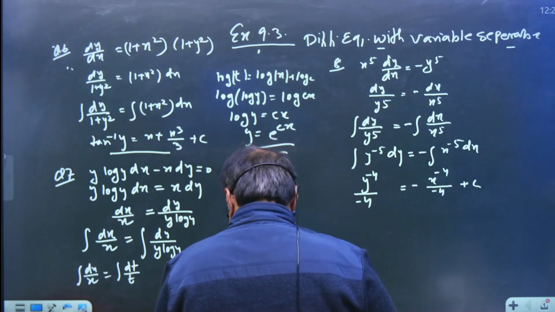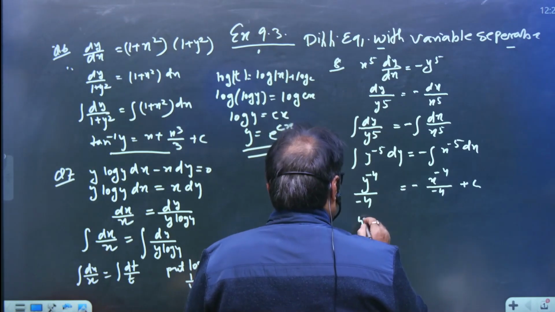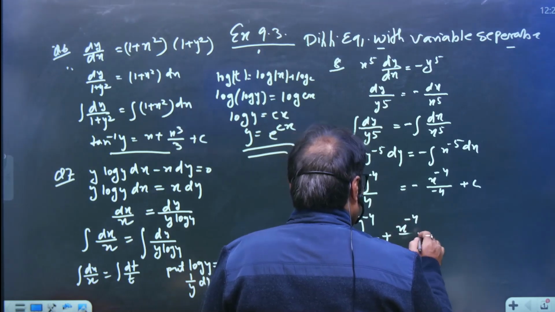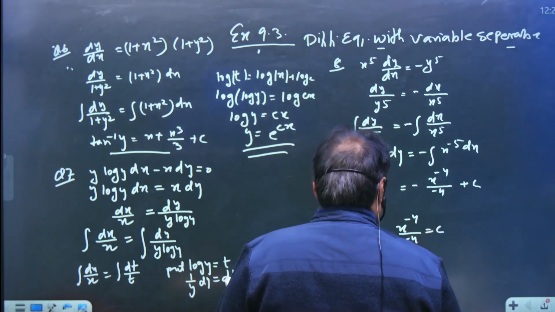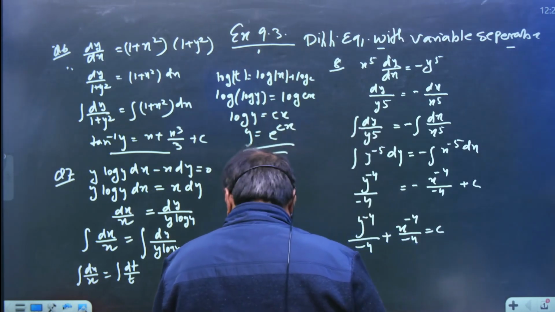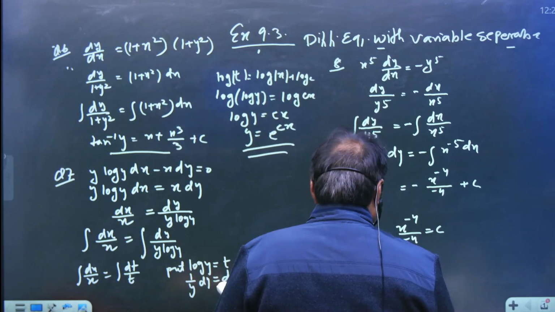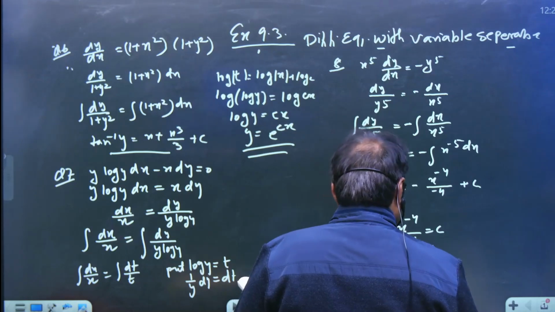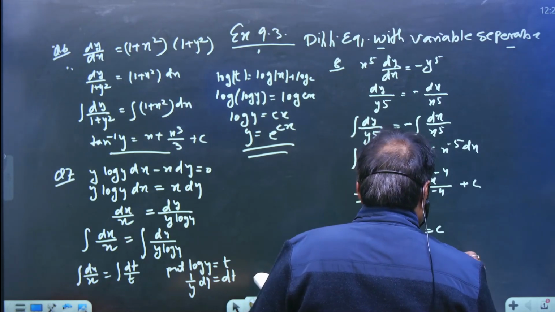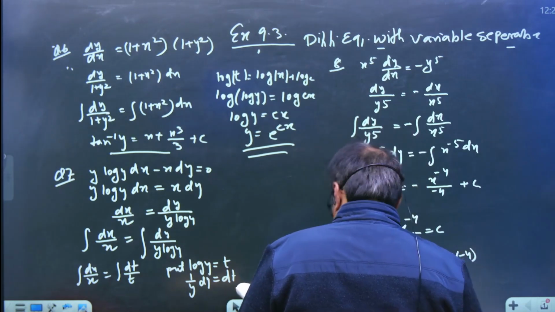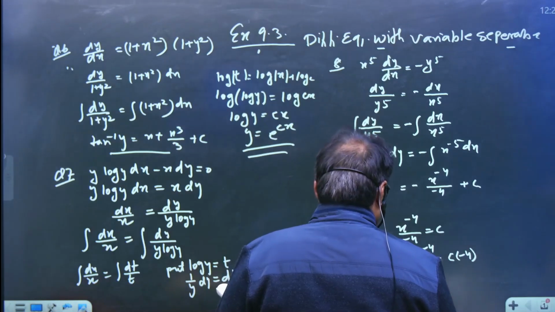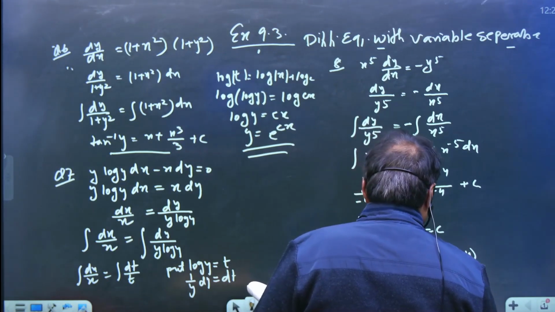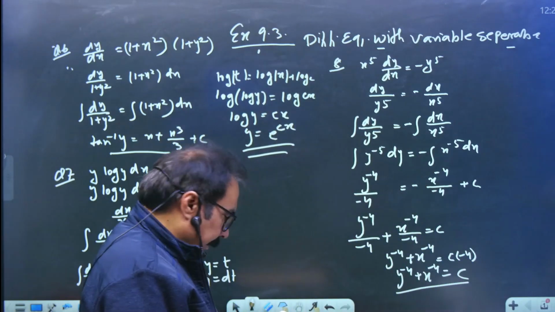Transfer this side. So this is y raised to minus 4 upon minus 4 plus x raised to minus 4 upon minus 4 is equals to c, and take the LCM of minus 4. So this will be y raised to minus 4 plus x raised to minus 4 is equals to c into minus 4, which is equals to the constant. So y minus 4 plus x raised to minus 4 is equals to, finally we can write c.